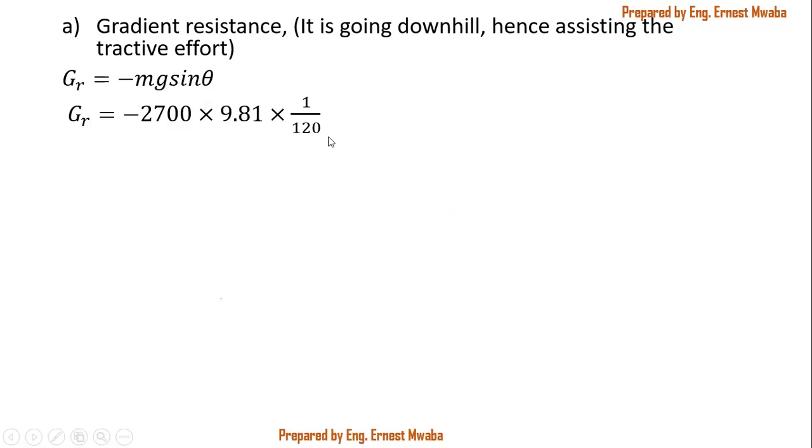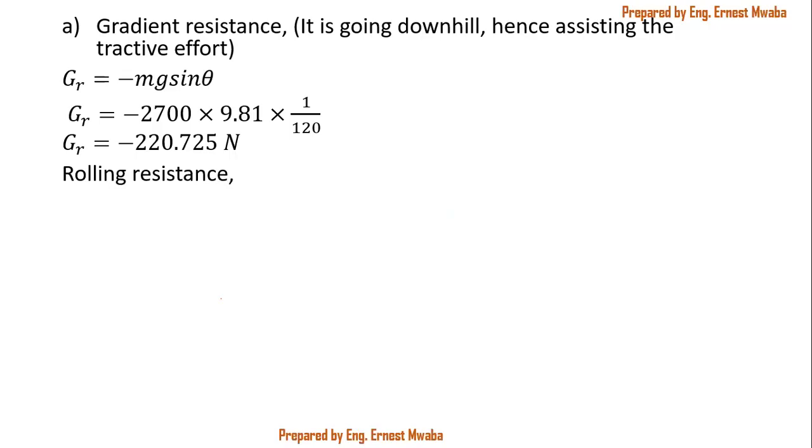But what we have done here is that we've substituted for the whole sine theta as one complete unit. We're not substituting for theta. We're substituting for sine theta, the value. So that's why in place of sine theta, we've put 1 over 120. Meaning our gradient resistance, therefore, the number is 220.725.